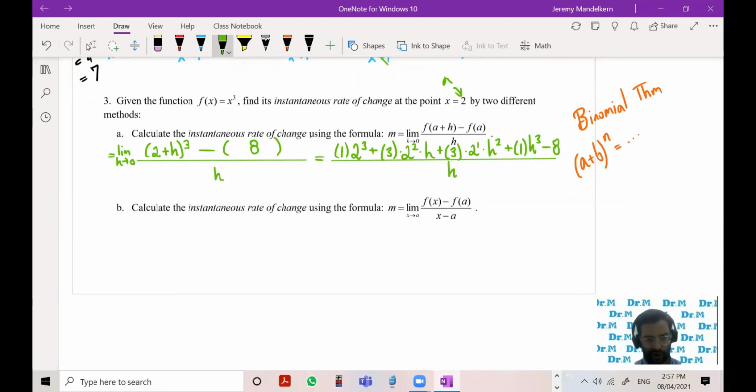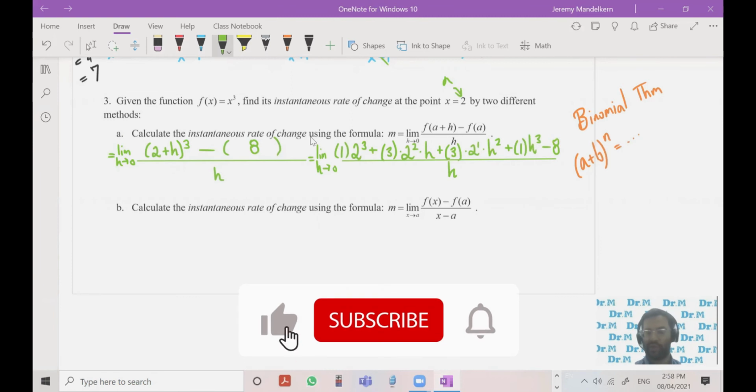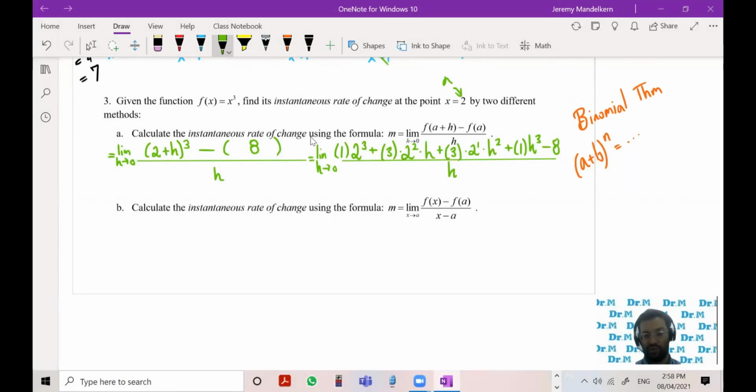I have made a cardinal sin, unfortunately, though. I have forgotten to write my limit. We'll just edit this out. So this is what that will look like when we use the binomial theorem in the numerator to expand out 2 plus h cubed. Now, the next thing to do is to simplify.